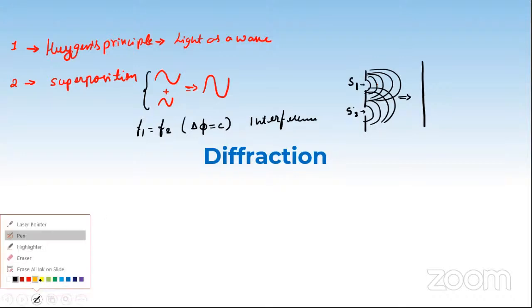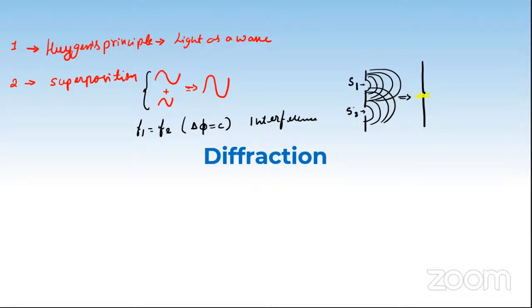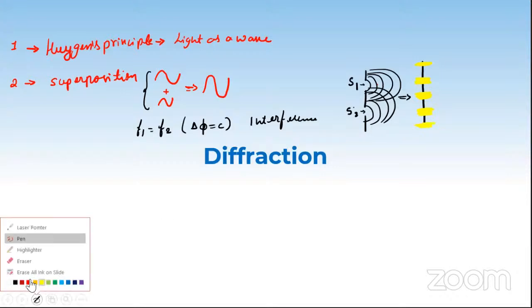So what pattern do I get? At the center I get a bright fringe, the central maxima. Then I get the first maxima at the top and at the bottom. I get the second maxima at the top and the second maxima at the bottom. Right. So this is what I get. This was the interference pattern we learned.